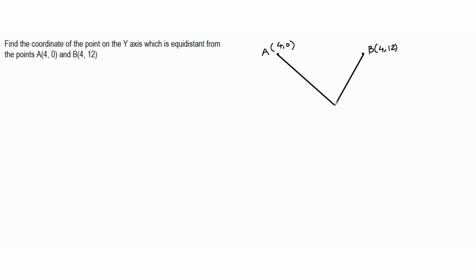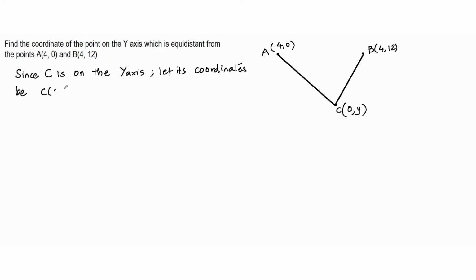So let this point be C, right? And this point is on the y-axis. That means the coordinate of C is 0, y. So again I can say that since C is on the y-axis, we know that the x coordinate is 0. So since C is on the y-axis, let its coordinates be C of 0, y. Now it is given that C is equidistant from A and B.